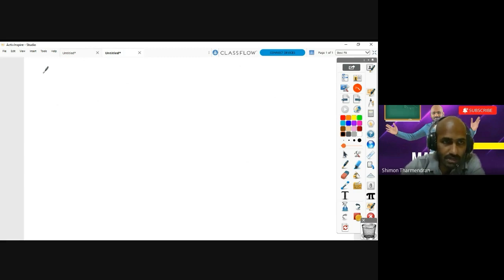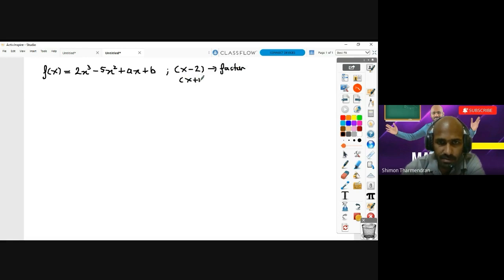So the polynomial here, f of x, is given by 2x cubed minus 5x squared plus ax plus b. Two conditions given here. We got x minus 2 as a factor, and we have over here x plus 1 giving us remainder equals to minus 6.